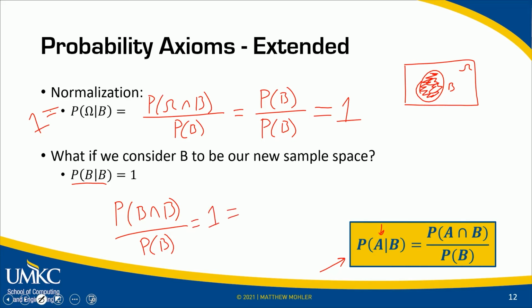Well, looking at the left-hand side, B intersected with itself is just the probability of B. So we have the probability of B divided by the probability of B, which looks really similar to what we had above. Well, that's equal to 1. So in this case, the probability of B conditioned on B is in fact equal to 1. So event B can really be considered our new sample space.